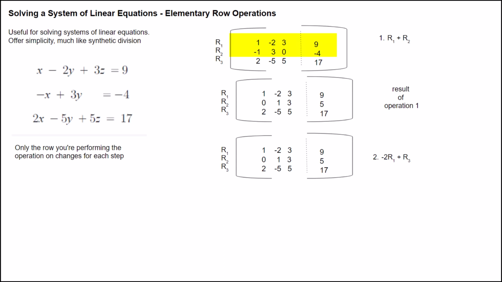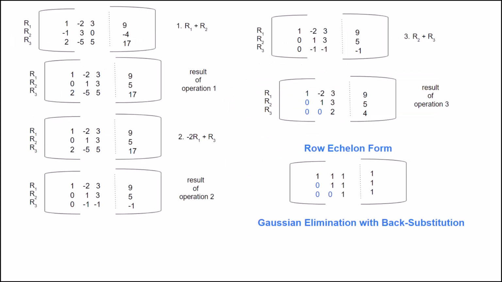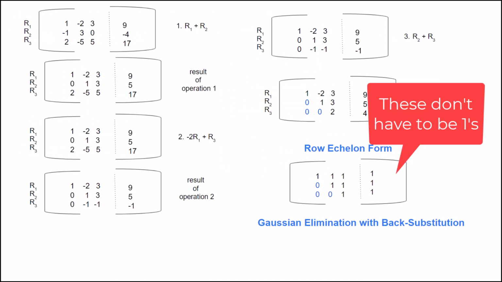If we add the first row to the second, the +1 and -1 cancel out, and then -2 plus 3 is equal to 1, 3 plus 0 is equal to 3, and 9 plus -4 is equal to 5. On the second row here, you can see the result of operation 1. The 1, -2, 3 is equal to 9 stays the same for the top one, and we've changed only the second row.